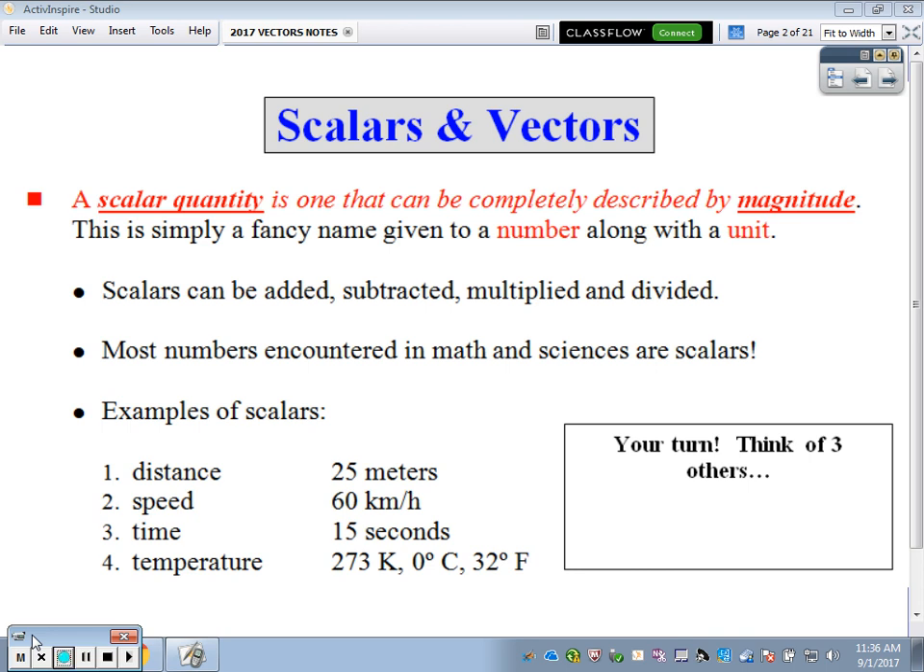Time, obviously, is a scalar quantity. If we go ahead and measure it, 15 seconds, 15 hours, 15 days, 15 years. And lastly, temperature: 273 Kelvin, 0 degrees Celsius, and 32 degrees Fahrenheit are all the same temperature, just expressed on different scales.